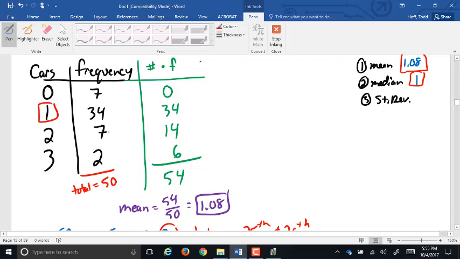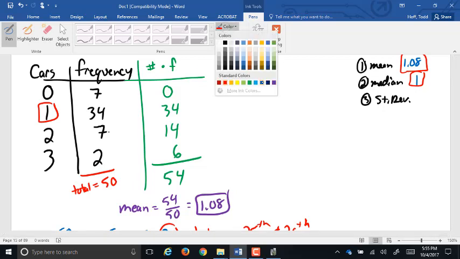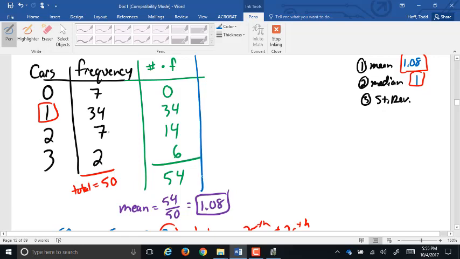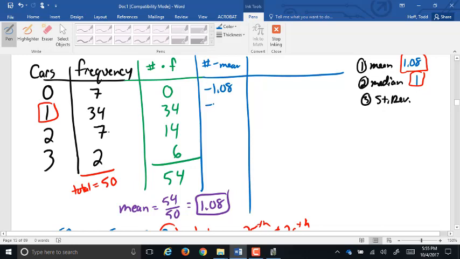Okay, let's try this. So our next step is we're going to take the number minus the mean for each. So 0 minus 1.08 is a negative 1.08. 1 minus 1.08 is negative 0.08. 2 minus 1.08 is 0.92. And 3 minus it is 1.92. So any questions on where those numbers came from there?